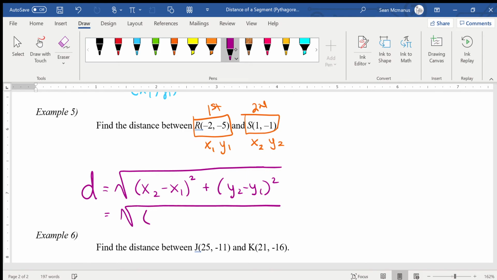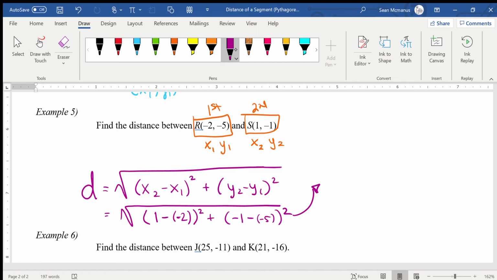So the square root of x2 minus x1, so 1 minus -2, squared, plus y2, just -1, minus y1, which is -5. I picked these numbers purposely, because I know from experience that students make mistakes using this formula by forgetting the signs, forgetting to combine the signs, or squaring things before doing the order of operations correctly. So we want to make sure we write it the right way.